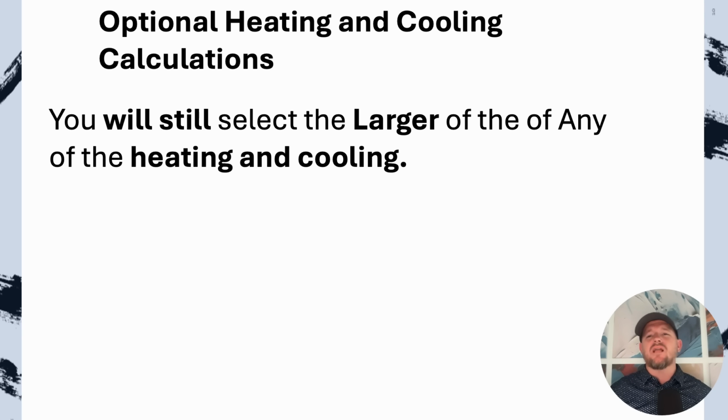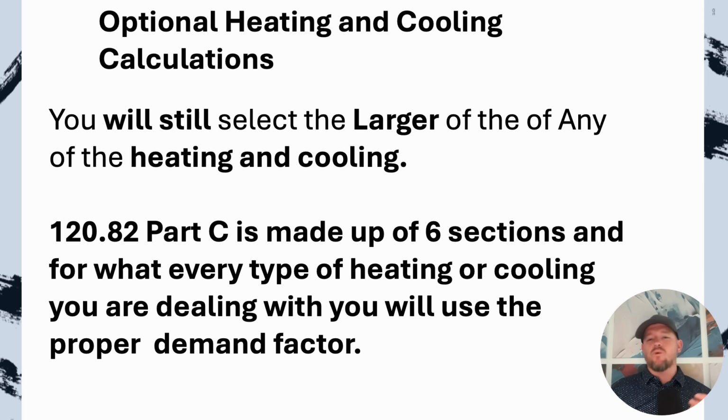Now let's learn about our optional heating and cooling calculations. We're still going to select the larger of any of the heating and cooling, but we're going to head to 120.82 part C, and it's made up of 6 sections. And for whatever type of heating or cooling you're using, you're just going to use that prescription. They've got different multipliers. If you've got heat only, cooling only, heat pump, just take a moment, read it, and follow that prescription and select the larger of the two.